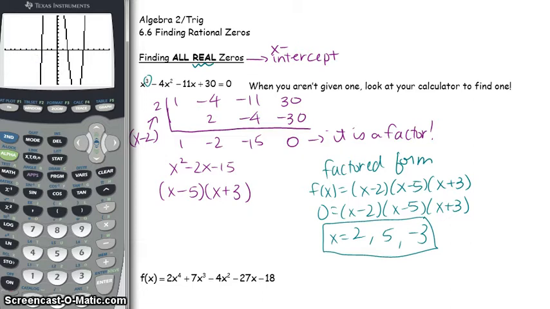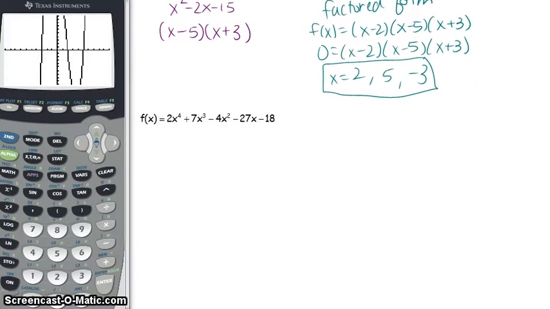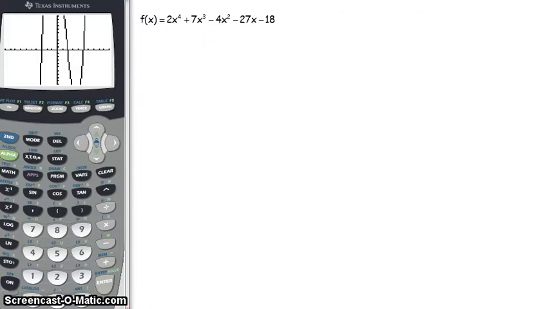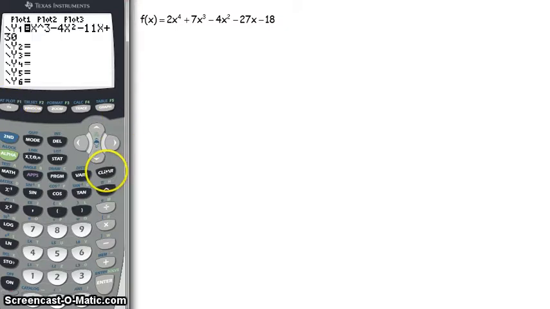So let's try another one, scrolling down. Looking at this one, again, it didn't give us any zeros, but it wants us to find our zeros. So let's plug this into our calculator. Clear this out. Be very careful as you plug this in, making sure you plug it in correctly.